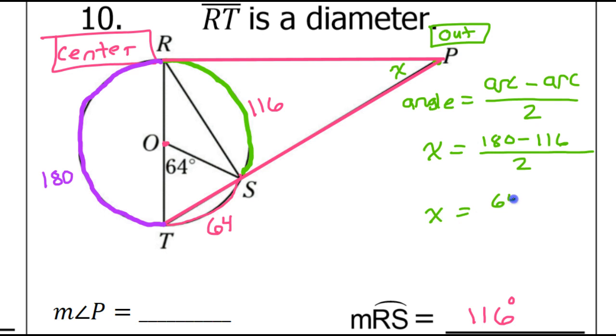Okay, so that's going to be 64 divided by 2, so that'll be 32. So the measure of angle P is 32 degrees.